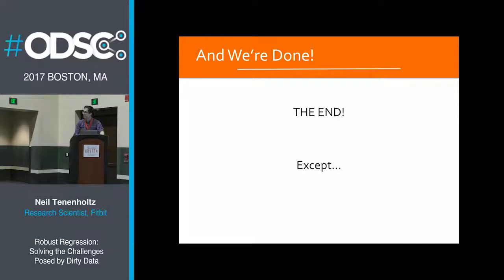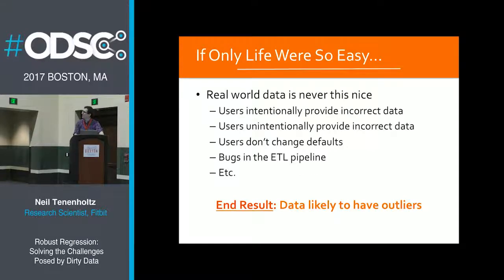But that's not the case in pretty much every circumstance. The real world's never really this nice. There's that whole data pipeline, right? You don't just magically get clean data. And even when you have data, a lot of times the data can be garbage. Users can intentionally provide incorrect information. They can unintentionally provide incorrect information. Maybe they just don't change the defaults.